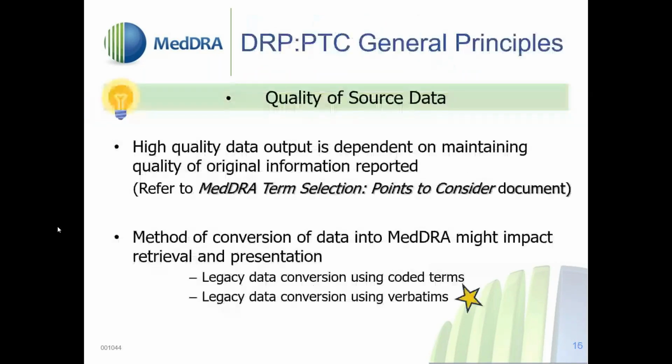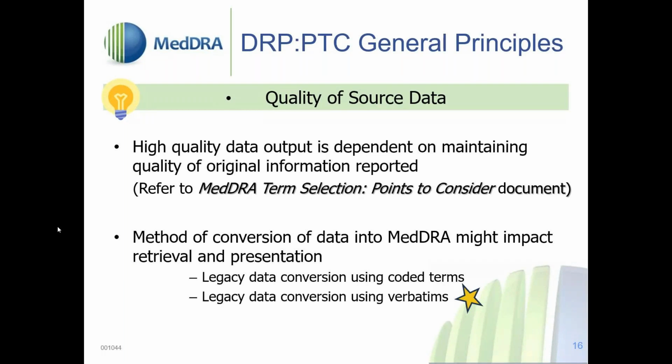Then let's look into more detail at the general principles. So quality of source data. As said in every webinar, I guess, the quality of the source data, the quality of the data input, is also then determining the quality of the data output. And this is discussed in more detail also in the MedDRA term selection points to consider document, with principles like if you get an ambiguous term, try to get a follow-up. So what you don't fix in your data input, it's hard to fix with the data output in the end.